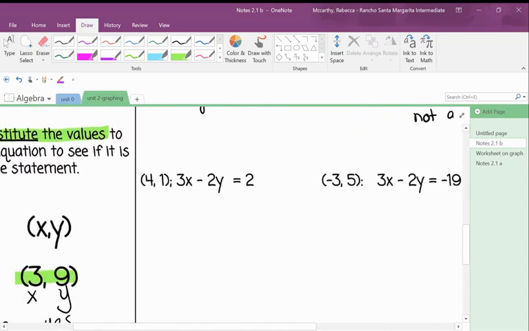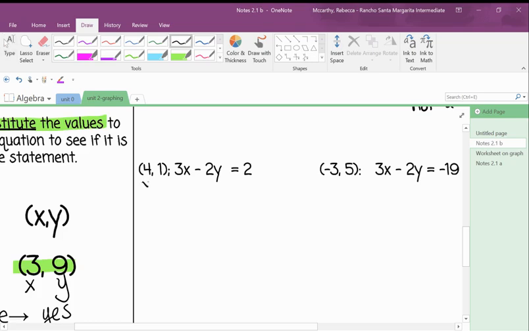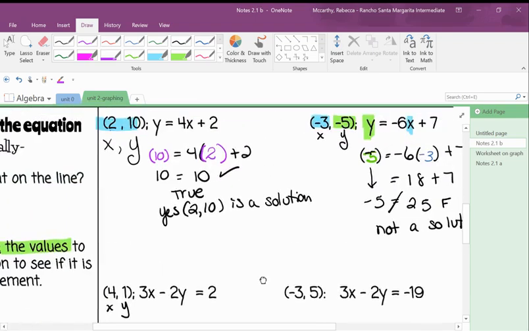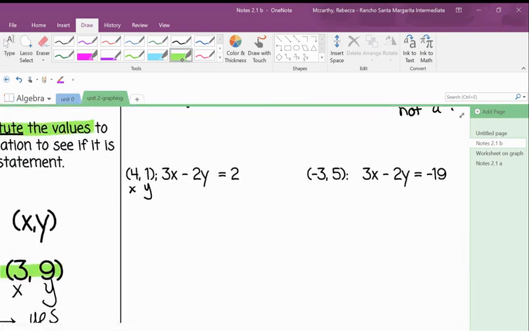And here we have, this is my x, and that's my y. Y is green, and x, I'm making that blue. So I have 3 times my x number minus 2 times my y number, and I want to know if that equals 2. So 3 times my x number, which is 4, minus 2 times my y number, which is 1.